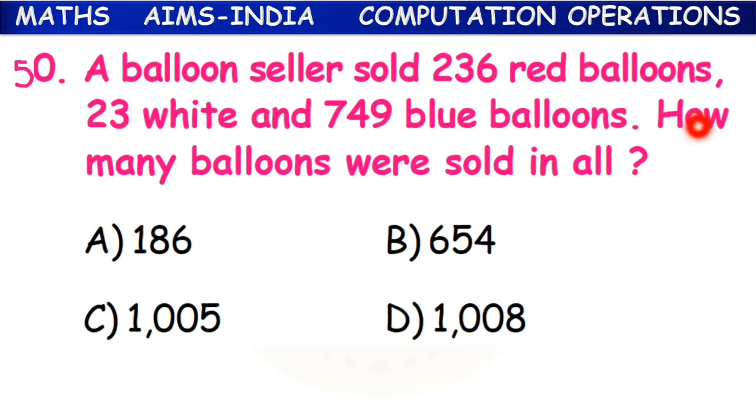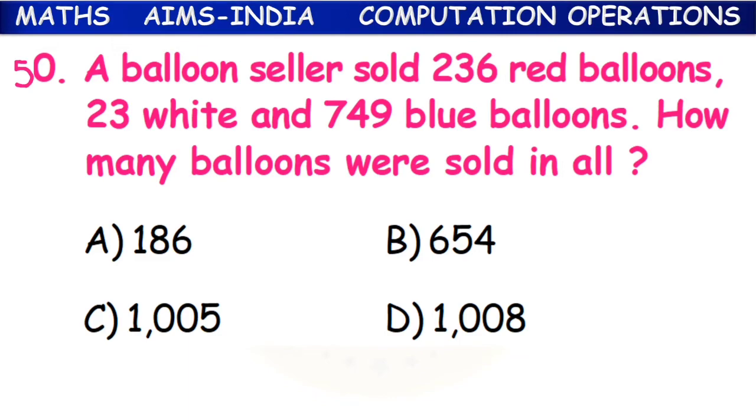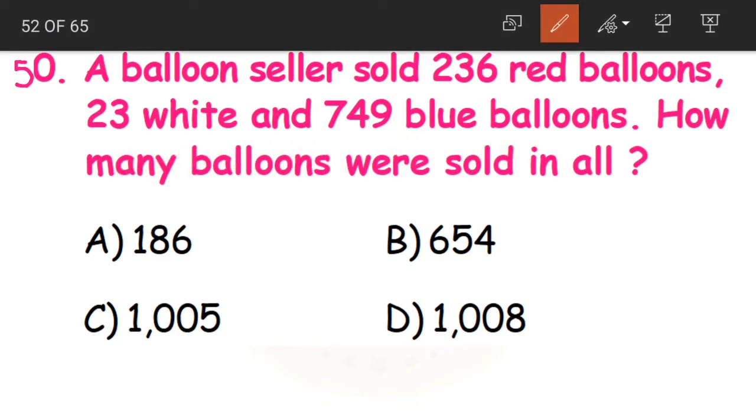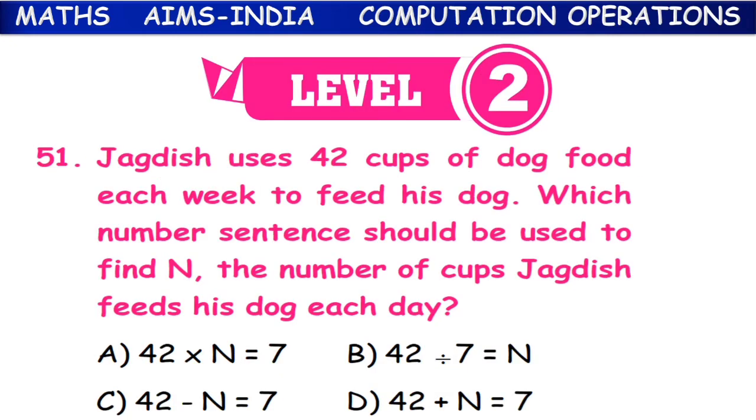Next question 50. Again the same question is repeated here. Yes children, a balloon seller sold 236 red balloons, 23 white and 749 blue balloons. How many balloons were sold? The same question, right? Even the same numbers are given here. I am skipping this question. We just need to add and find out the answer. It's a repeated question, so that is why I have skipped it.